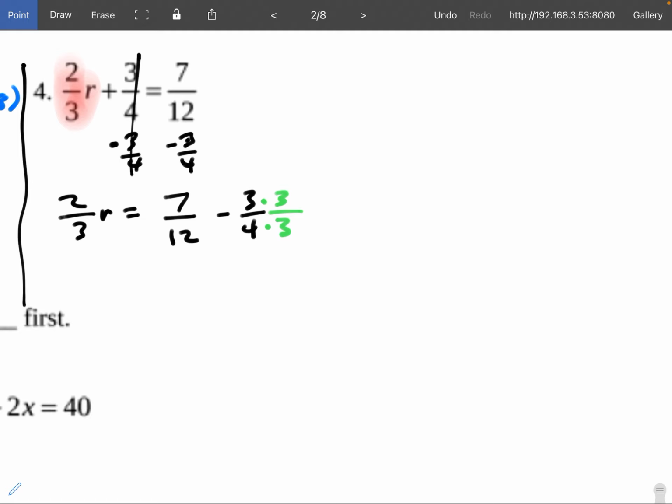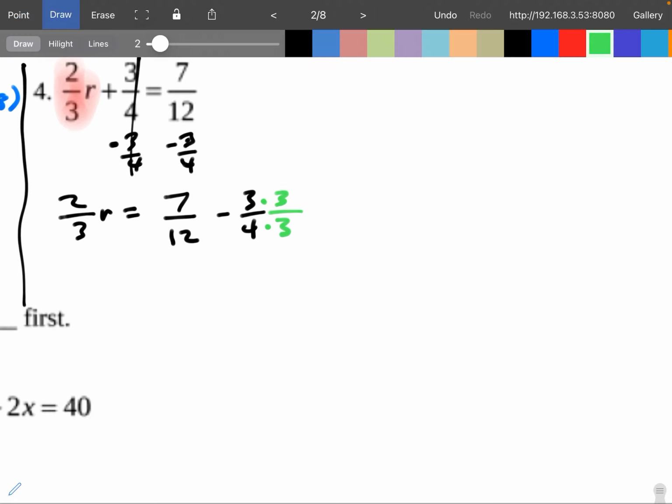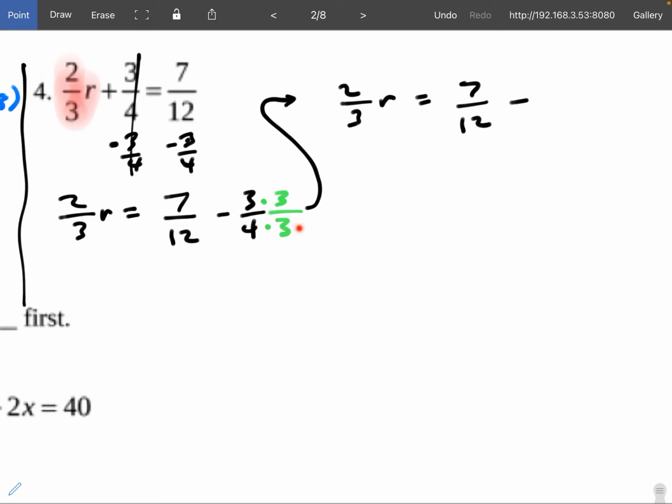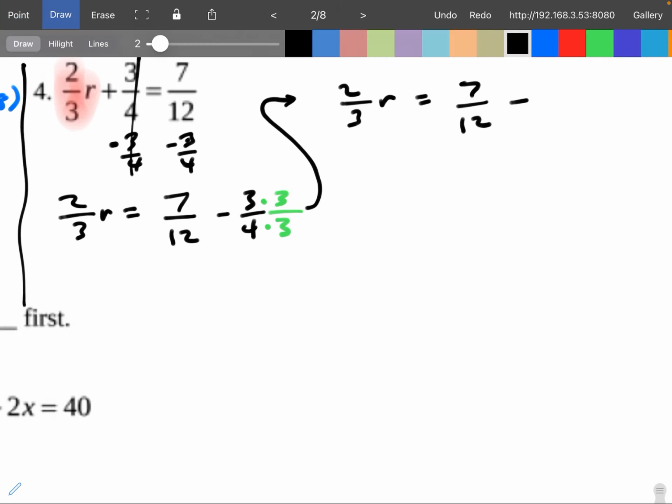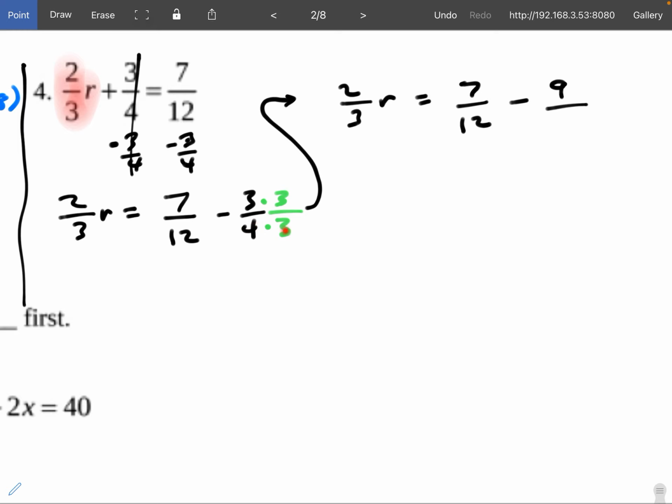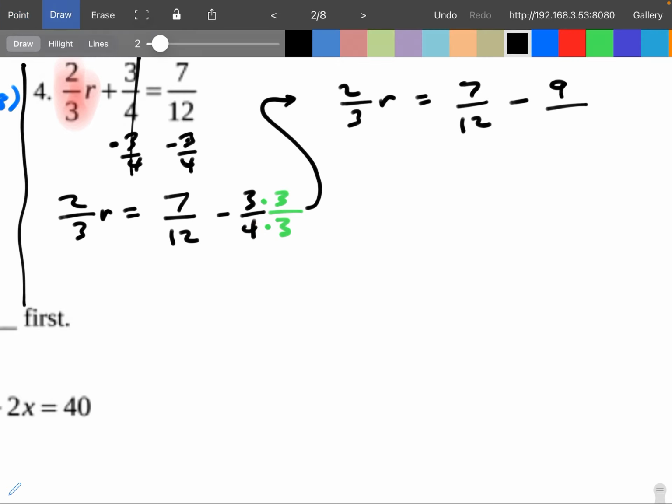Okay, so that's going to give me, I'm going to slide over here so that I got more room in the margin over here. So that's going to give me 2/3 r is equal to, well, now I'm going to have 7/12 minus, and then right here, I'm going to multiply straight across the bottom and straight across the top. So in the numerators, I got 3 times 3. That's 9. And straight across the denominators right here, I got 4 times 3, which is a 12.